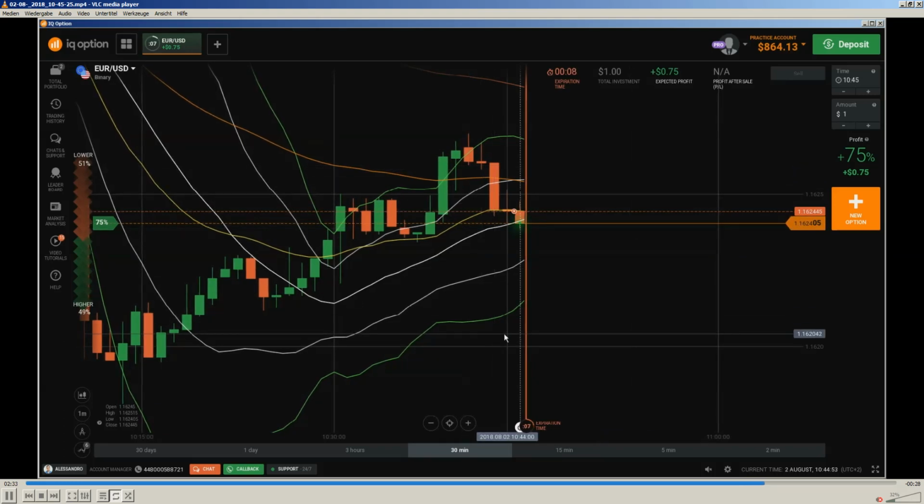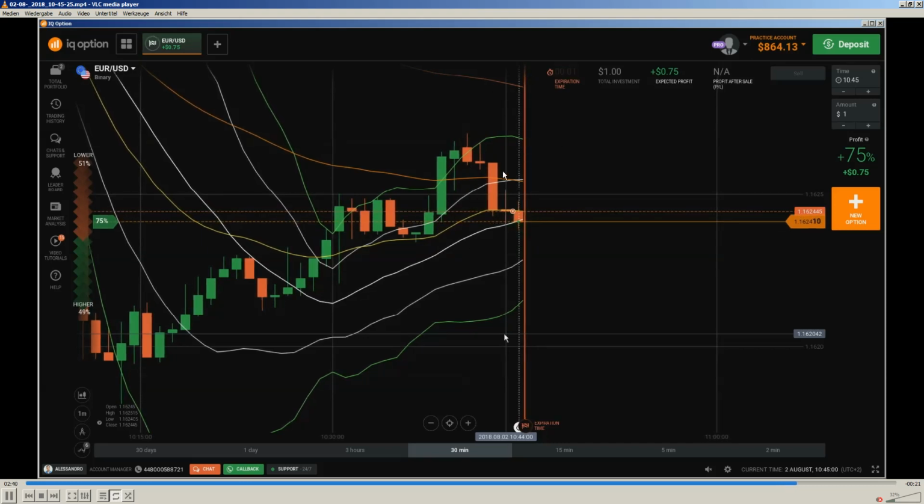Yes, because the trend was down. We got a rejection from the support and resistance level. Yes, and this candlestick here was a huge bearish candle, which showed that price would go down further.